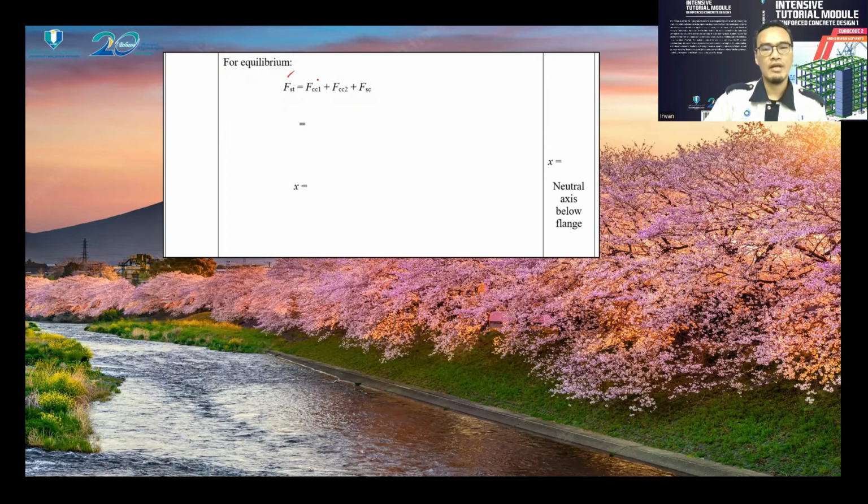So for equilibrium, you can see FST equals FCC1 plus FCC2 plus FSC. You just enter the values we calculated before. So any value for x? 133. 132.6 mm, 133 is okay.